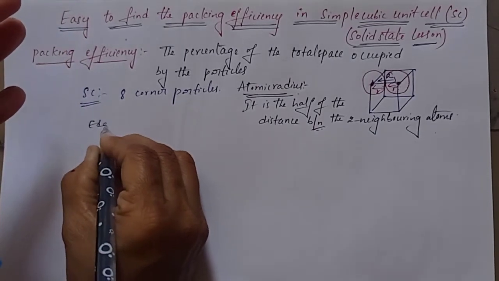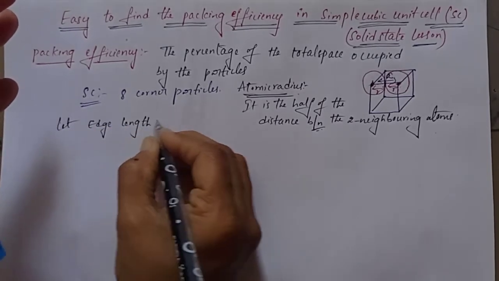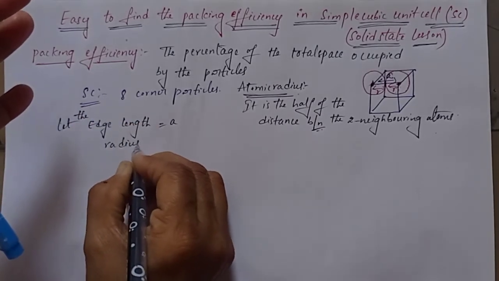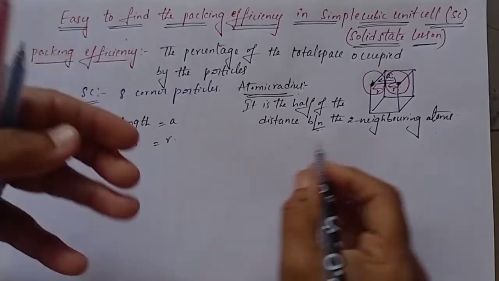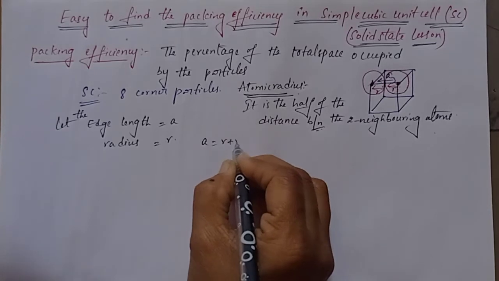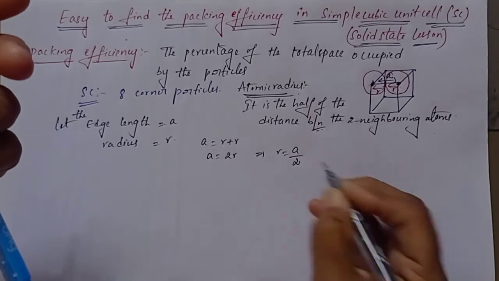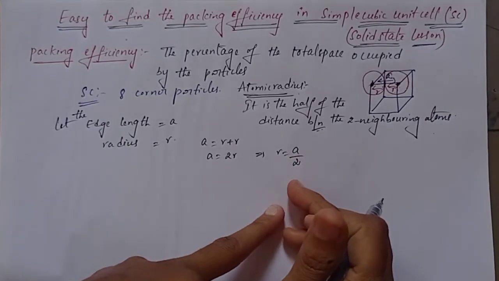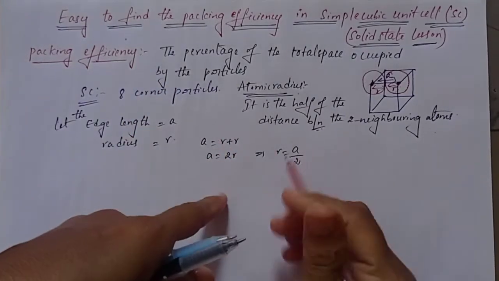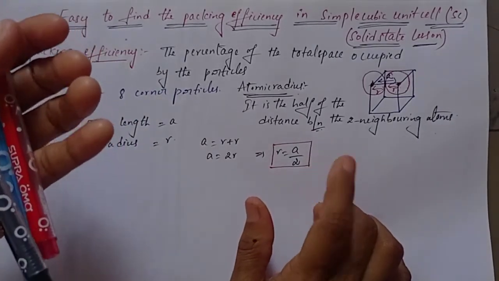First I am taking the edge length. Let edge length be small a. Next, radius is small r, students. Then a is equal to 2r, a is equal to r plus r, a is equal to 2r. That means r is equal to a by 2. So this is the radius in a simple cubic unit cell, students. This is the important formula you have to remember. After that we have to calculate the packing efficiency.